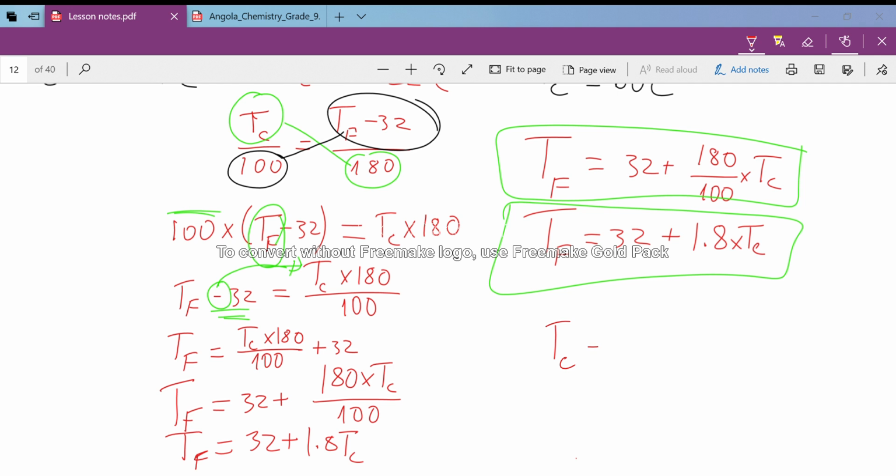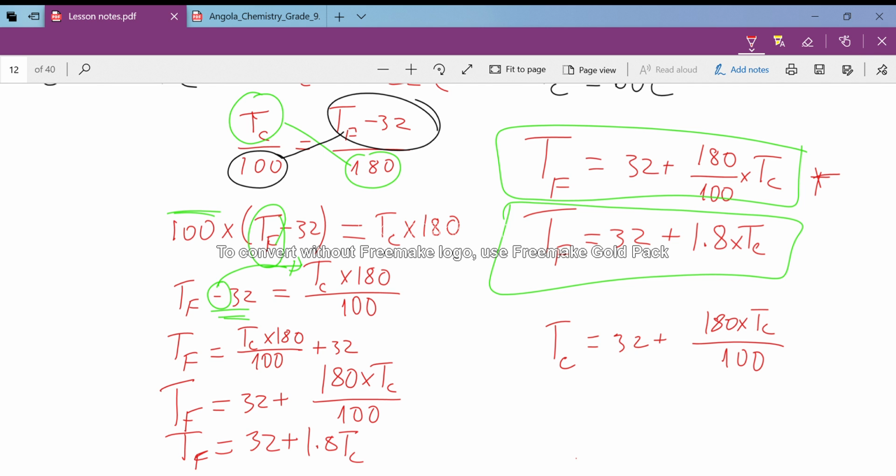And I could even write it this way: TC times 180 plus 32. So this is exactly the same thing as this one. So do not confuse yourself. So we have the formula here, and I think it's time for us to have some practice.